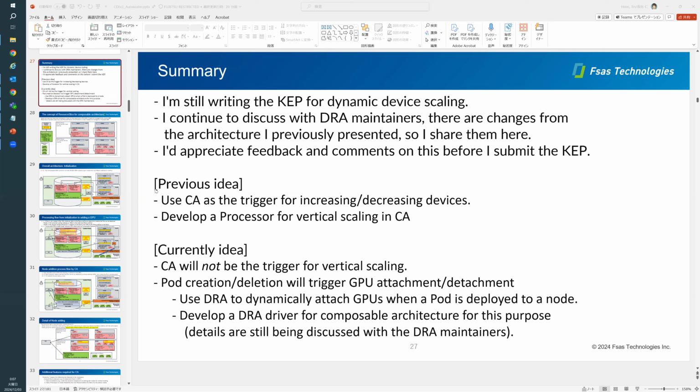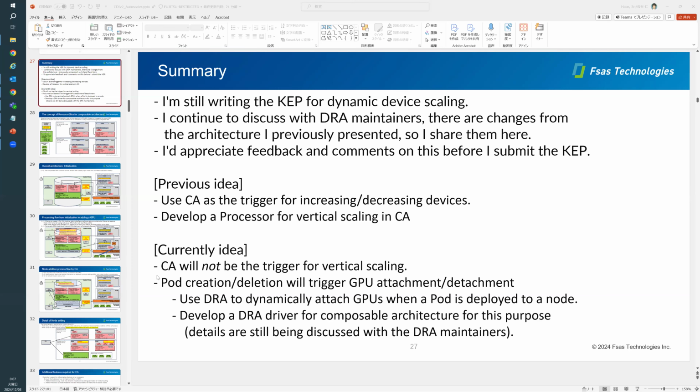Regarding my previous idea, I had a plan to use cluster autoscaler as a trigger for increasing or decreasing devices. And I got some comments: it is difficult to use the cluster autoscaler as a trigger. I also proposed developing a processor for vertical scaling in cluster autoscaler. This is my previous idea. And here is the current idea.